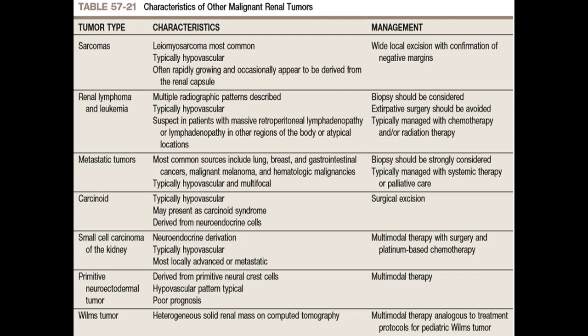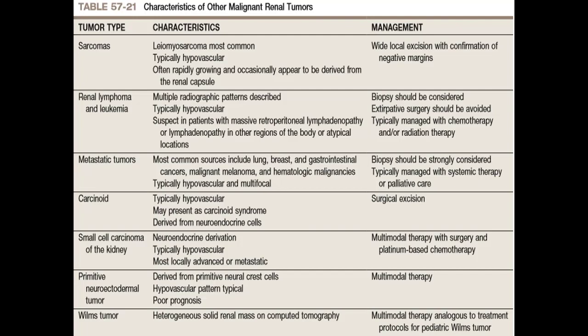Then metastatic tumors, the most common sites being the lung, breast, and GI cancers, and another is malignant melanoma. Biopsy should be strongly considered. Carcinoids are typically hypovascular, and surgical excision is the treatment of choice. Then we have small cell carcinomas of the kidneys, and again, management lies on chemotherapy. So multimodal therapy with surgery and platinum-based chemotherapy is the treatment of choice. And then we have the neuroectodermal tumors, again chemotherapy followed by surgery, and Wilms tumor.